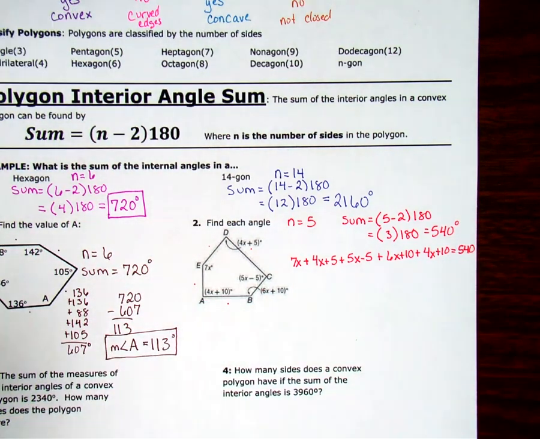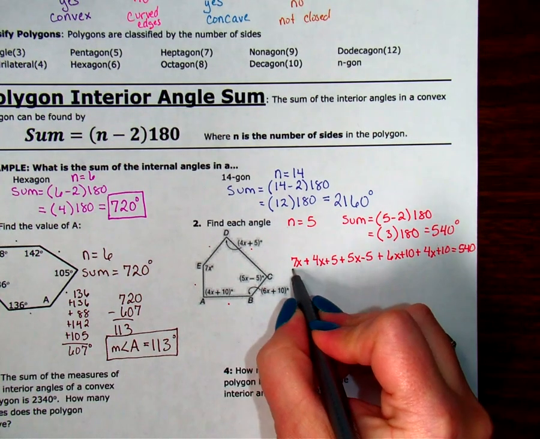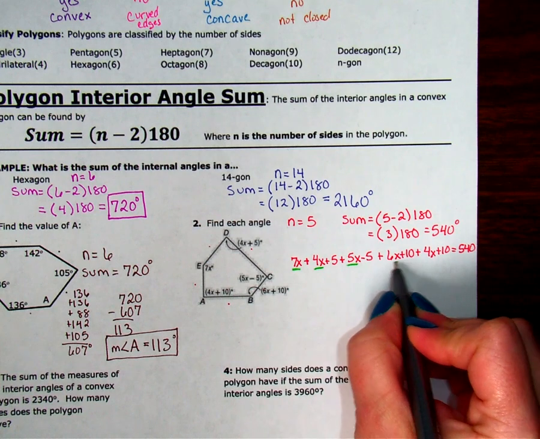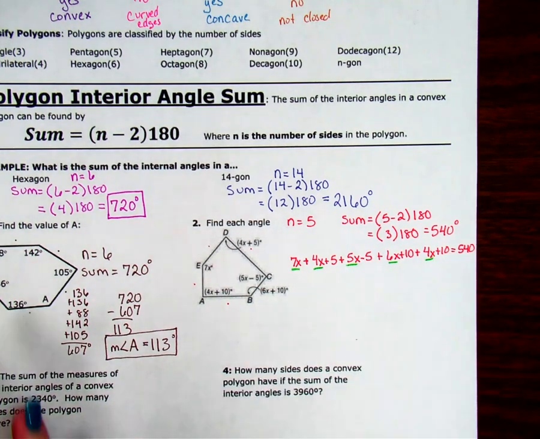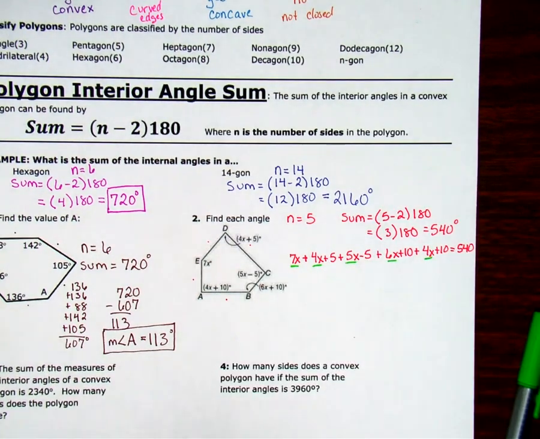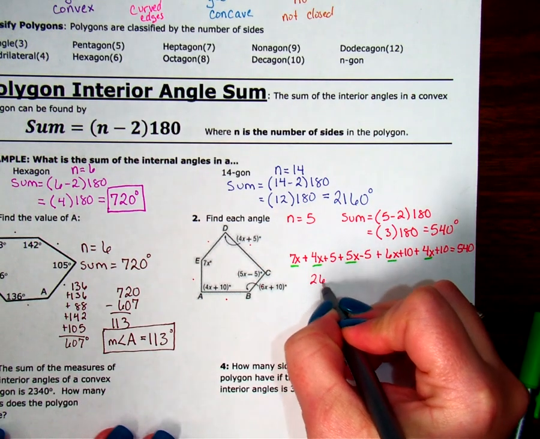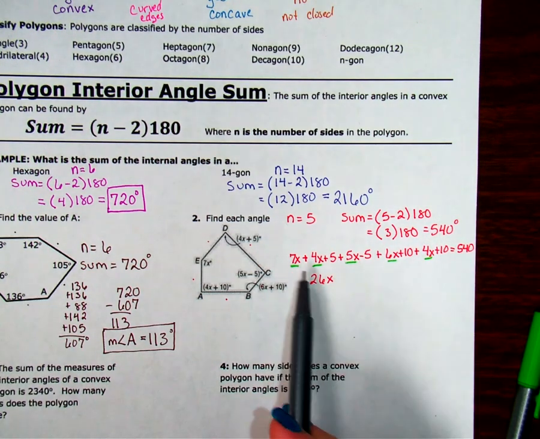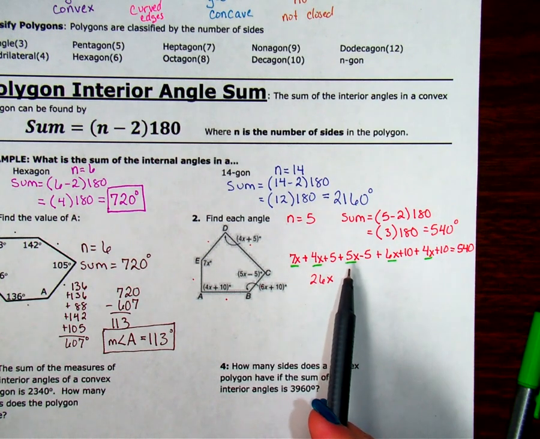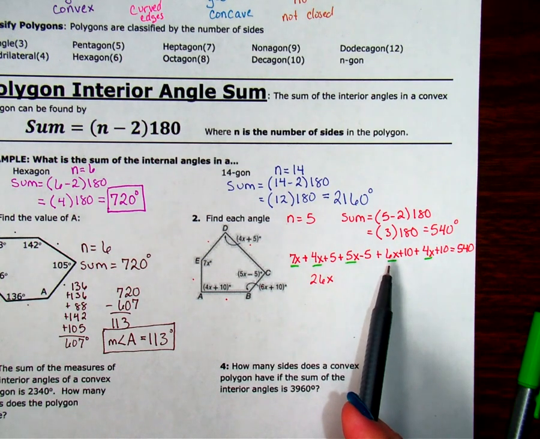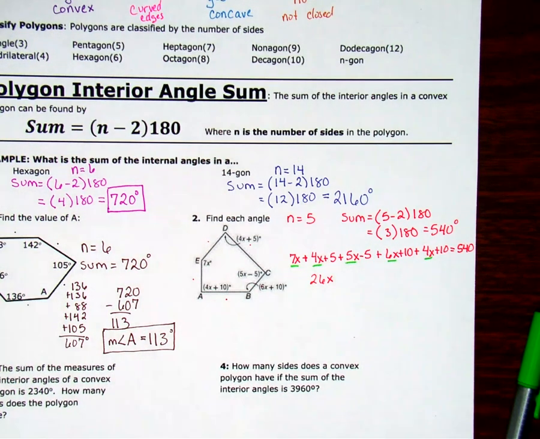Okay, so I just added all of those together. The next thing I'm going to have to do is combine my like terms. So I'm going to come in here and I'm going to say, okay, all my x's. I've got 7x, 4x, 5x, 6x, and 4x. So if I put those together, I've got 7x plus 4x plus 5x plus 6x plus another 4x. So that looks like that's 26x. Let me just add that together. 7, 11, 16, 22, 26x. I just wanted to double check that.